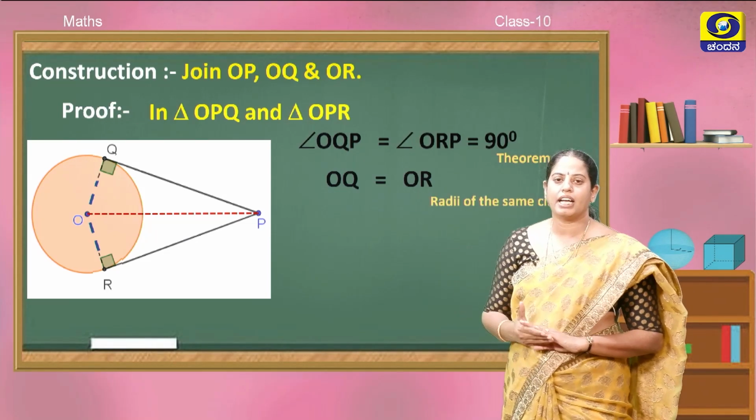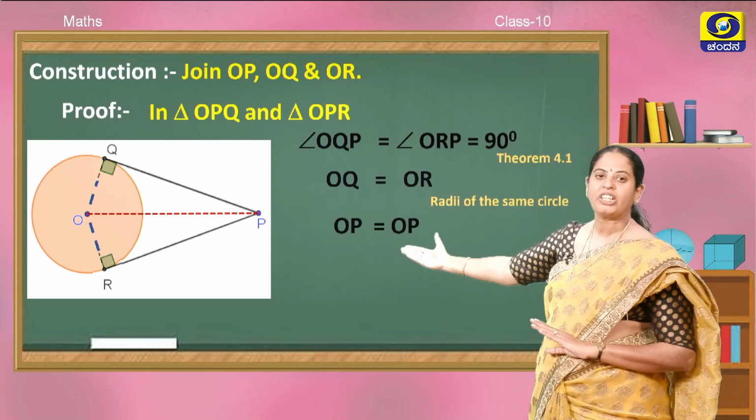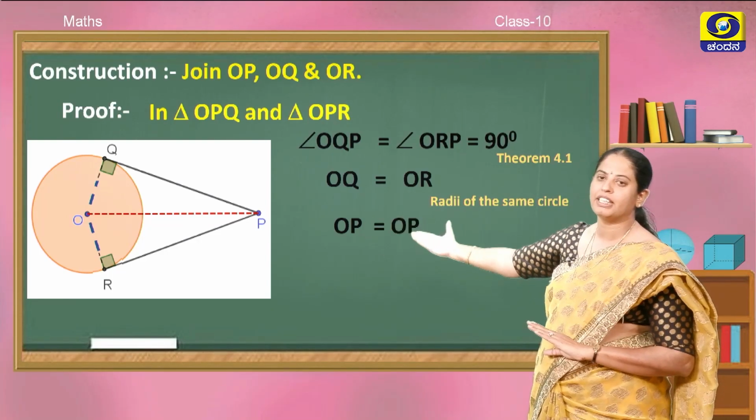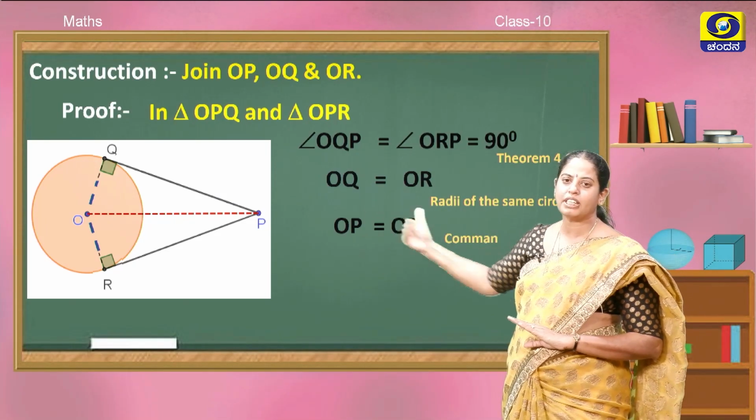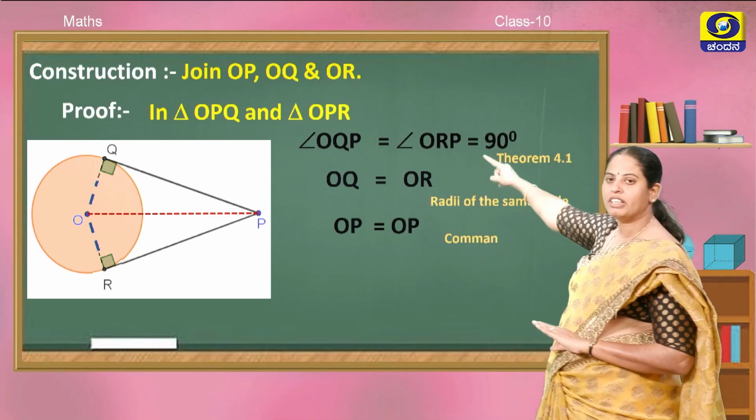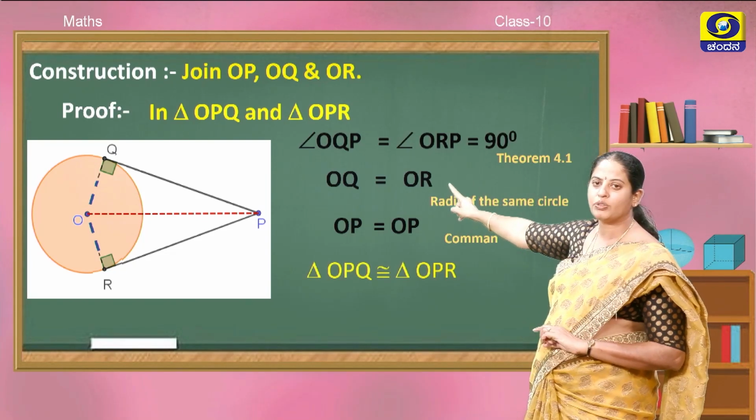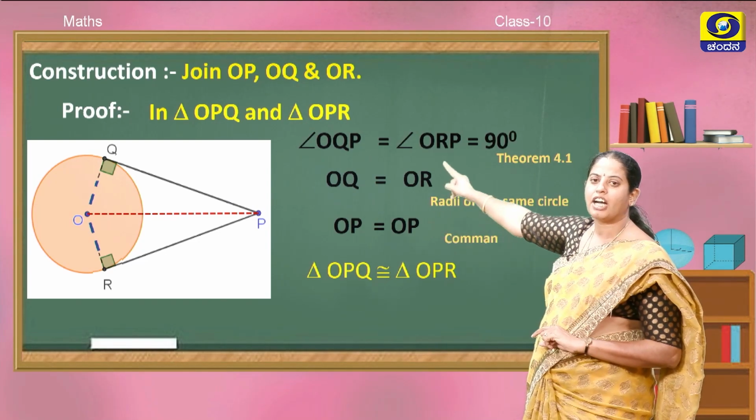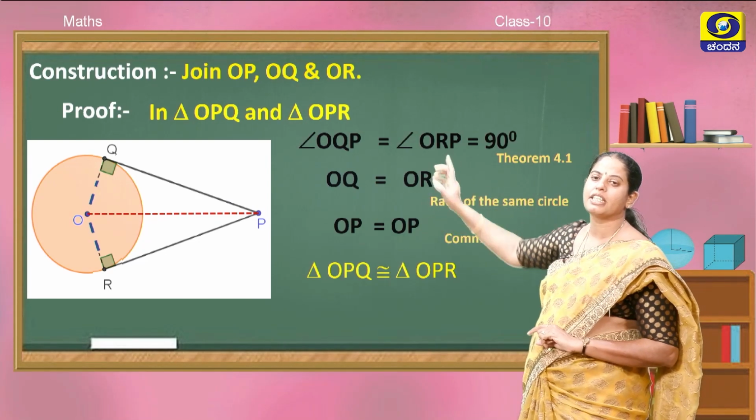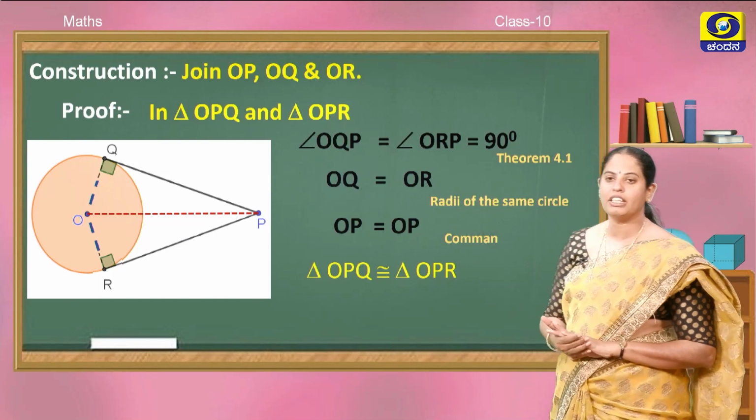What is the other thing that is common in these two triangles? That is OP. OP is the line segment that joins the center and the external point. This side is common to both the triangles. So observe here, this is a right angle. Here OQ and OR are the radii, that is, one side is equal. OP is the side opposite to 90 degrees, that is the hypotenuse. Hence, according to the RHS postulate, triangle OPQ is congruent to triangle OPR.